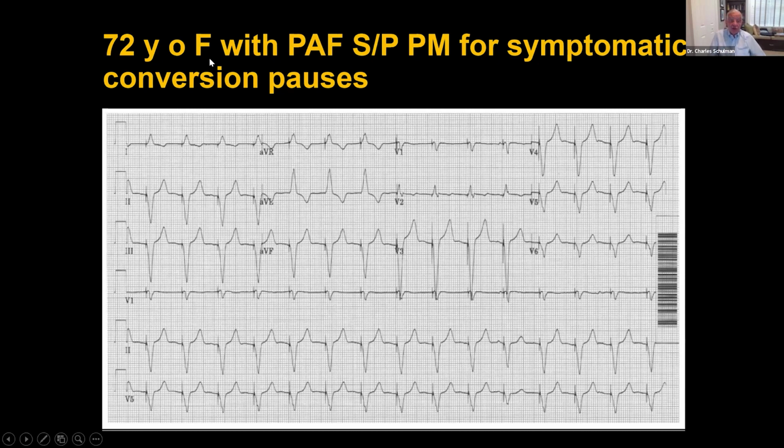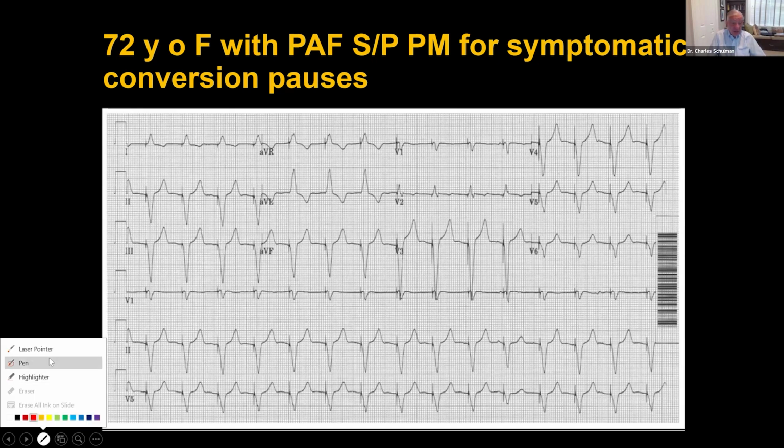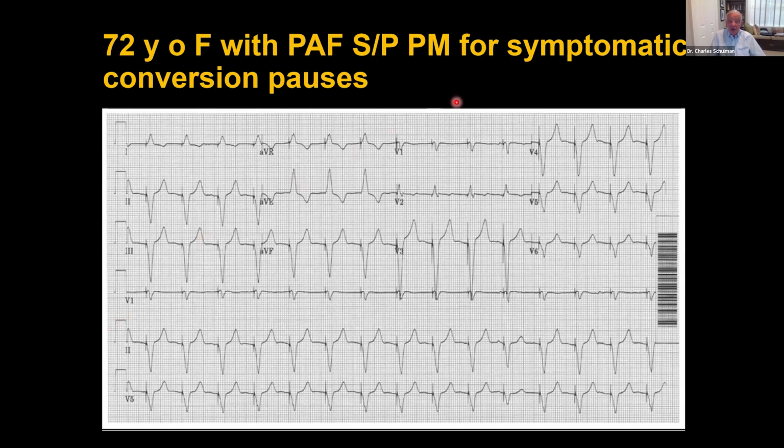A 72-year-old woman who has had paroxysmal AFib received a pacemaker because she had symptomatic conversion pauses. So the AF would go along, and all of a sudden would stop and it wouldn't pick up again for a long time. So she got a pacemaker. Here she is with a pacemaker. These are paced beats, right?